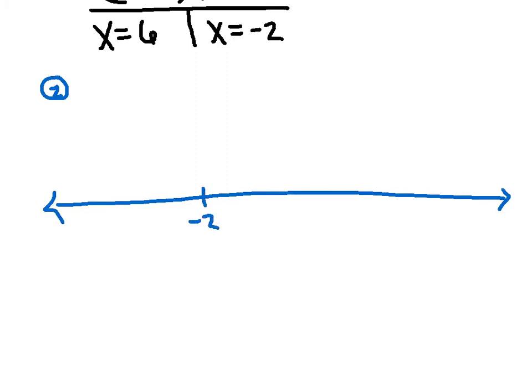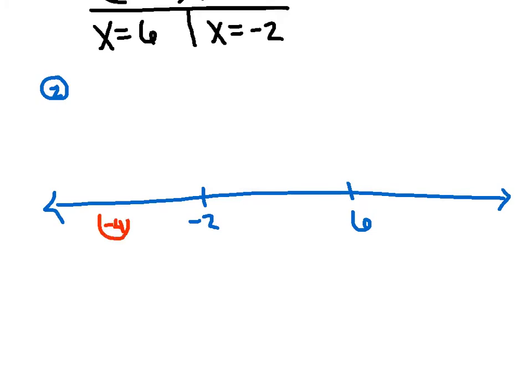Step number 2 is to construct a nice sign chart that extends from negative infinity to positive infinity. We'll recognize our two roots as negative 2 and positive 6. And now we're going to try to pick some friendly numbers that fall within those intervals. Last time I used negative 10 for the first interval. This time, just to prove to you that it doesn't always have to be negative 10, I'm going to choose negative 4.